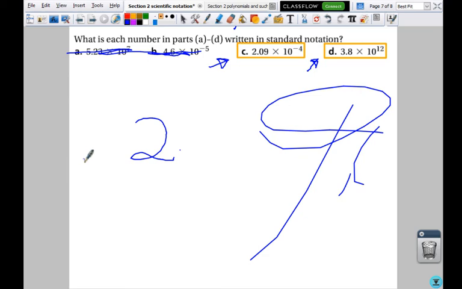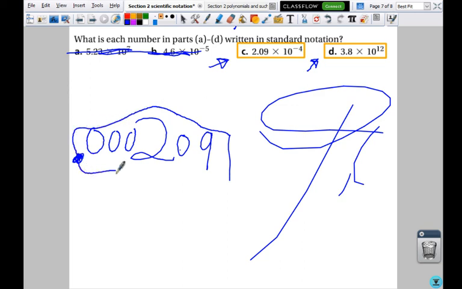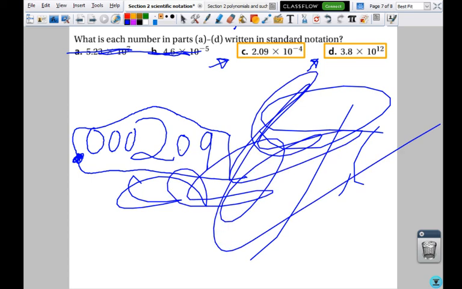Come on, man. Okay, point. What is it too? Alright, point 0.00209. Looks good. That isn't worth a signature. It's not good enough.